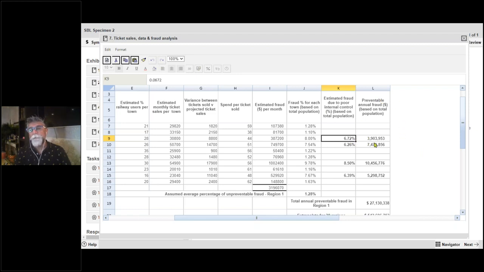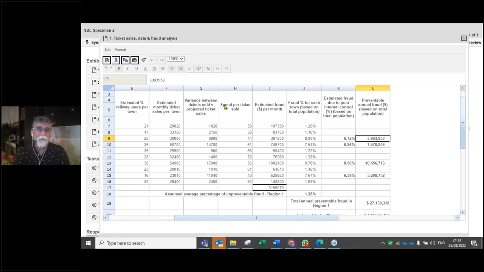And then in the last column, what has he done? He has calculated the monetary value, so preventable annual fraud based on total population. So he's just extrapolated that this is the level of fraud per month, and if you multiply it by the value of the ticket and then multiply by 12, you will arrive at the annual dollar value. And look at the values. The annualized impact. So what amount is this? Is it 3.9 million? Tell me yes or no. Is this $3.9 million per year we are losing from this town? Is my understanding correct? $3.9 million?